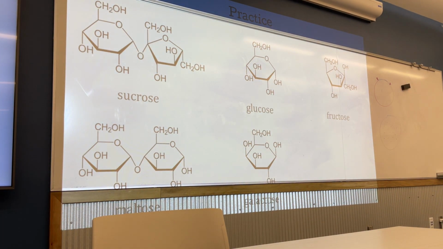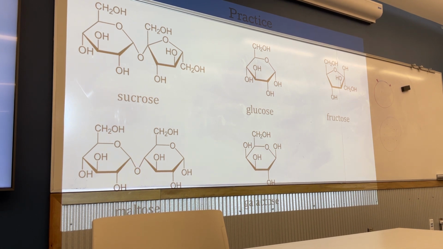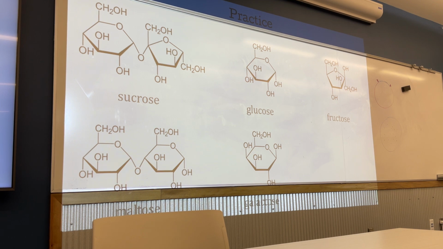So glucose, it's reducing. I tried to get my intro to OChem students to pee in cups to see if they had sugar in their pee. And then if there is, we could test it for reducing sugars. And none of them did. So I told them they had to taste their pee. And I doubt any of them did that. I hope none of them did that.